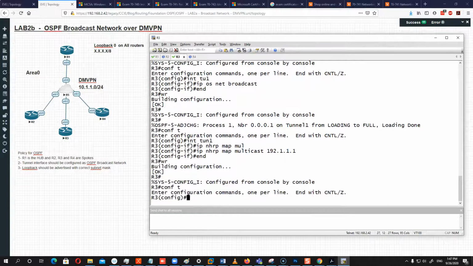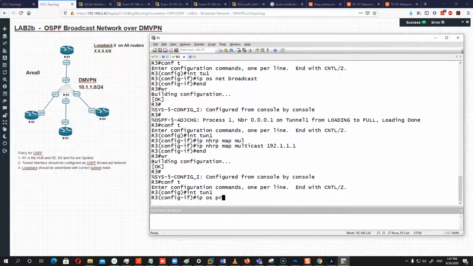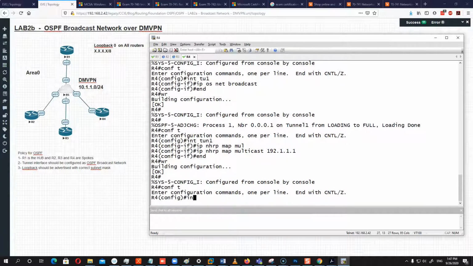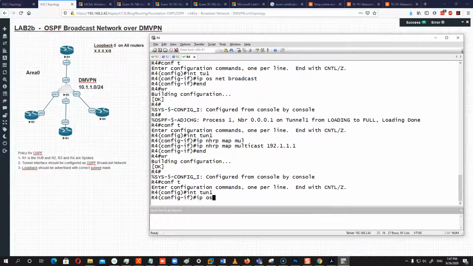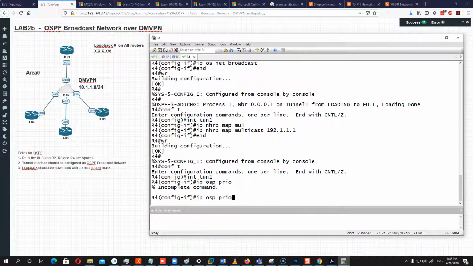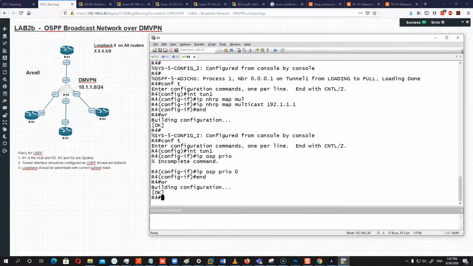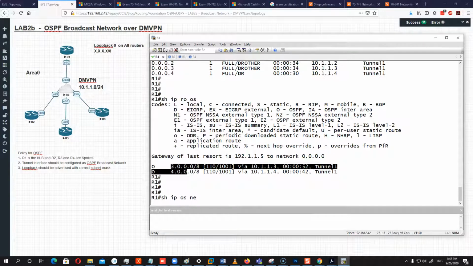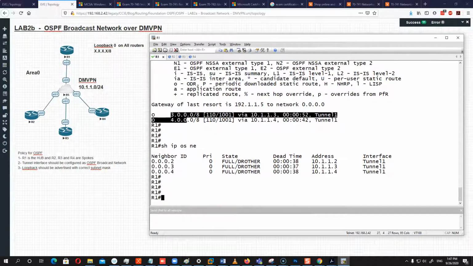We are saying you are not part of the election process, right? So we are doing this because it's a hub and spoke topology, right? If we give them this opportunity, they are not going to be part of it. So now you can see that all of them are DR other because they are not participating.